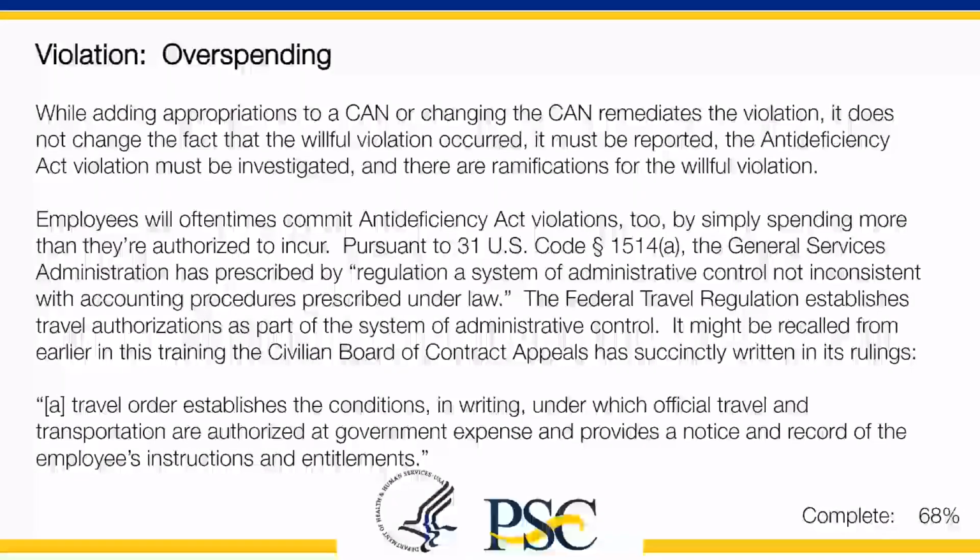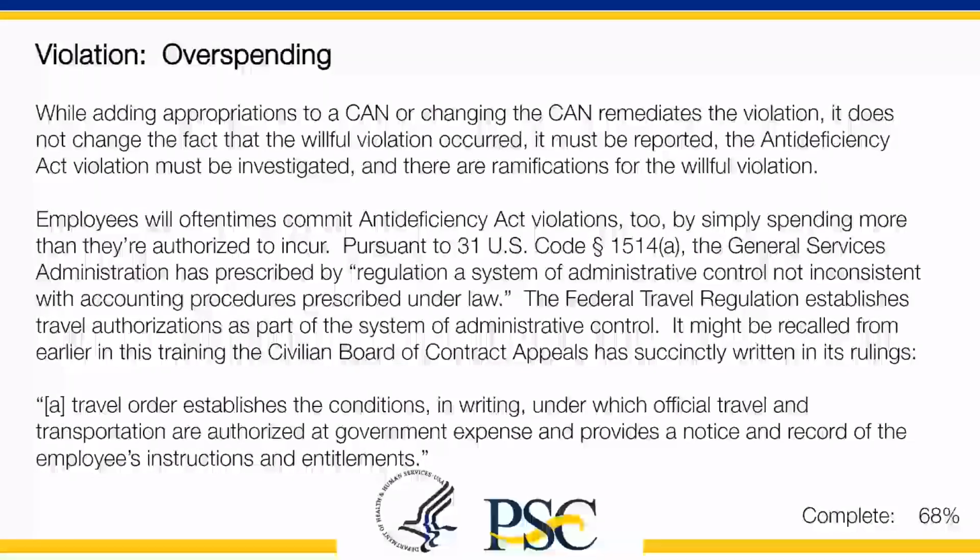Pursuant to 31 U.S. Code Section 1514(a), the General Services Administration has prescribed by regulation a system of administrative control not inconsistent with accounting procedures prescribed under law. The Federal Travel Regulation establishes travel authorizations as part of the system of administrative control.